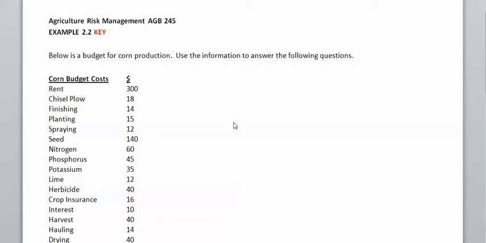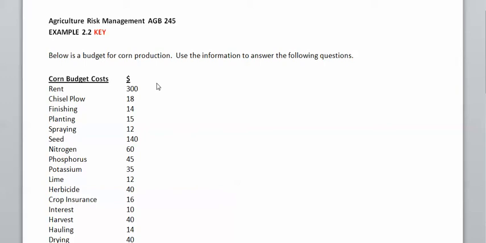Hello, today we're going to take a look at the example 2.2 corn budget. And in this example, what we're going to do in this assignment is to take a look at what happens to our cost of production and how that affects our overall profitability of our farming operation.